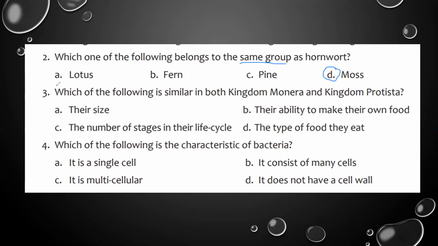Number 3. Which of the following is similar in both Kingdom Monera and Kingdom Protista? Similar means the same. So which of these characteristics is the same or similar between Kingdom Monera and Kingdom Protista? Their size, the number of stages in their life cycle, their ability to make their own food, or the type of food they make. What is your answer?